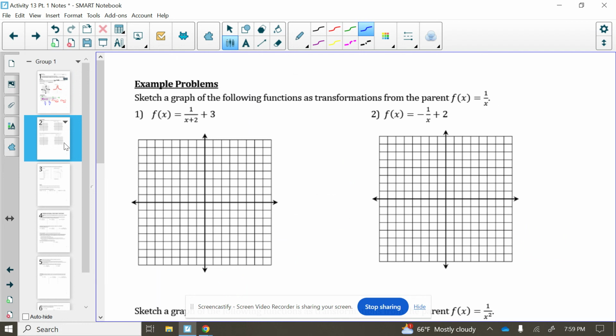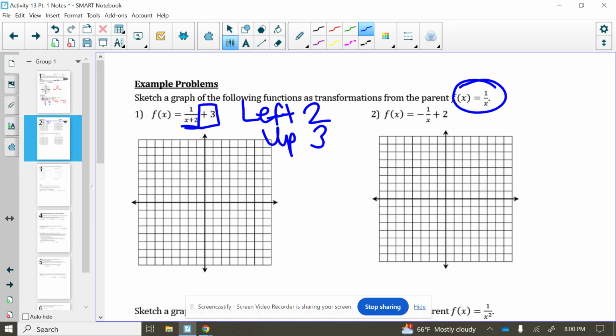So on the next page, if we take the parent function 1 over x, we want to transform it for our first two graphs. So we see for this one, part 1 here is actually going to move it to the left 2 units because x is down there. And then we will also be moving our graph up 3 units.